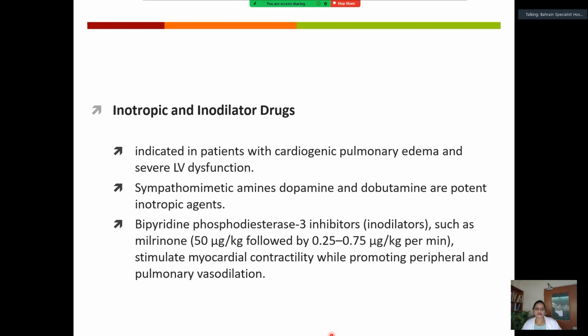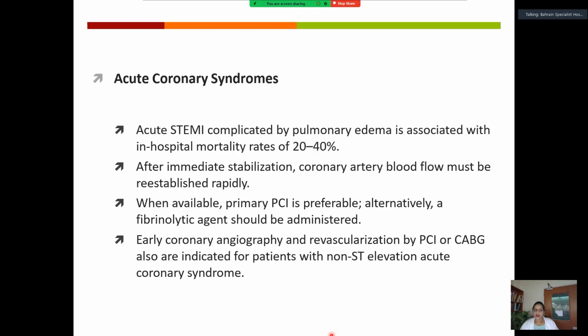Inotropic and inodilator drugs are indicated in patients with cardiogenic pulmonary edema and severe LV dysfunction. Sympathomimetic amines, dopamine and dobutamine, are potent inotropic agents. Bipyridine phosphodiesterase 3 inhibitors such as milrinone stimulate myocardial contractility while promoting peripheral and pulmonary vasodilation. Acute coronary syndromes like acute ST elevation MI, when complicated by pulmonary edema, are associated with in-hospital mortality rates of 20 to 40%.